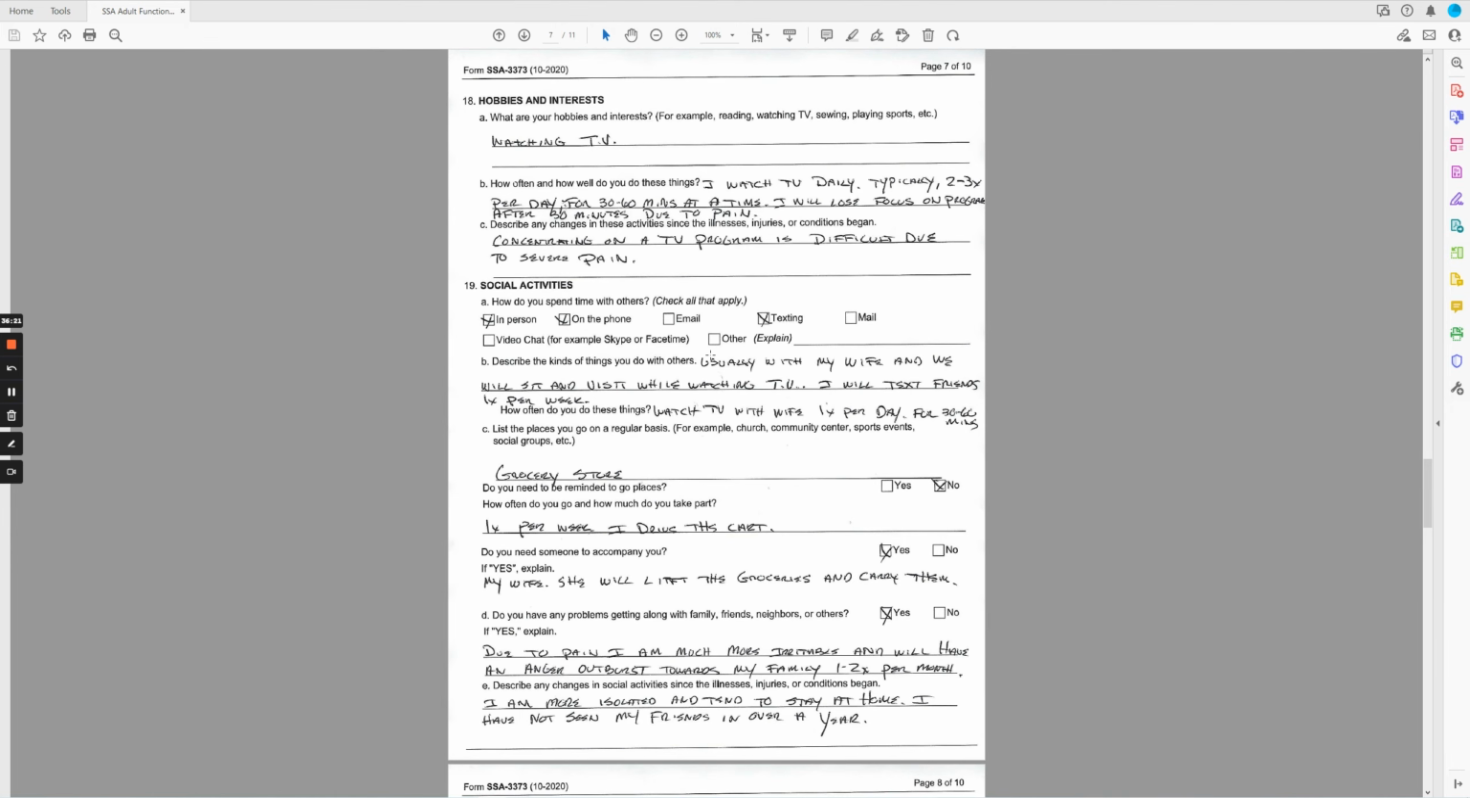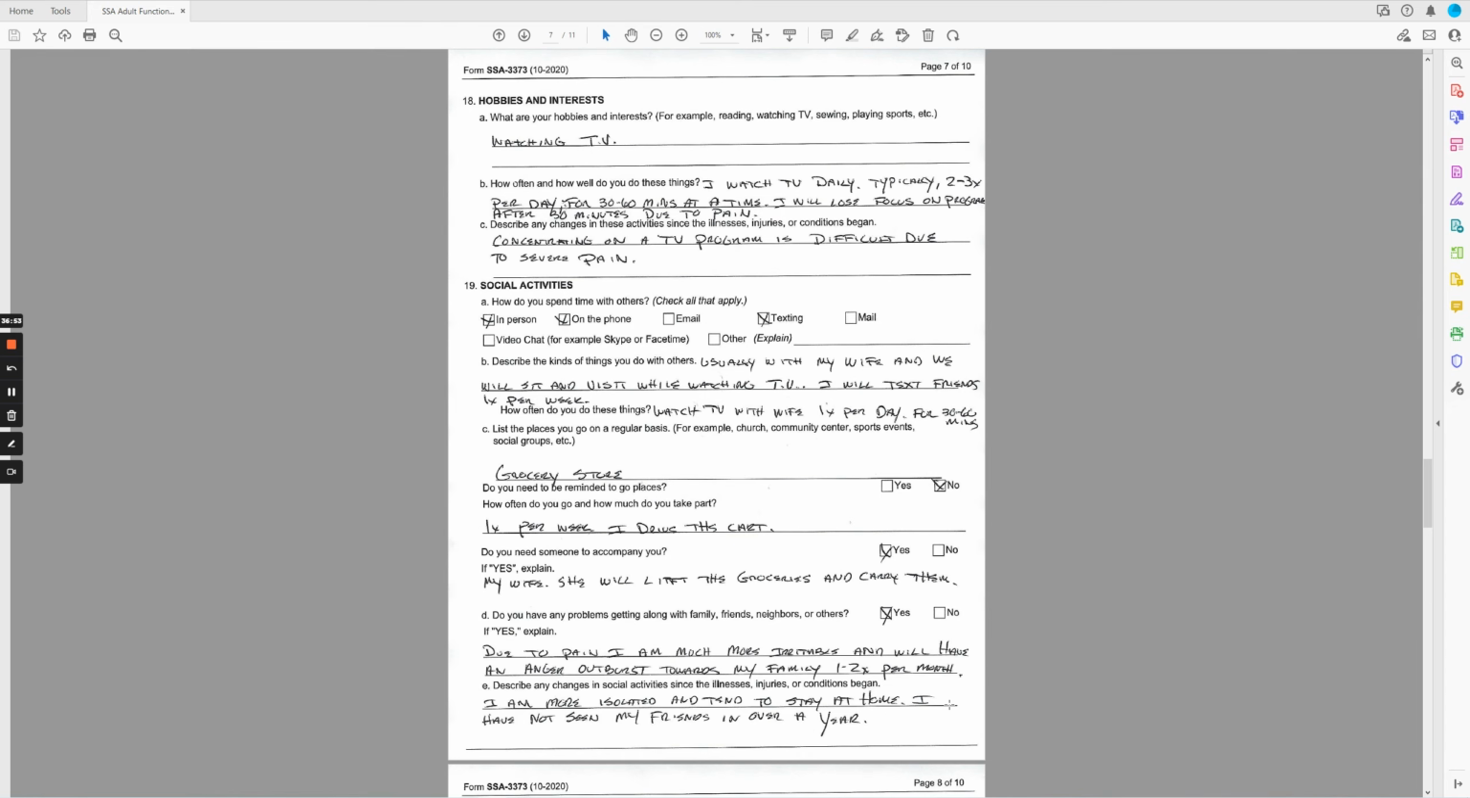So here I wrote, due to pain, I am much more irritable and will have an anger outburst towards my family 1 to 2 times per month. And I was even specific on how often they happen. And frankly, now looking at this, you could write my anger outburst lasts for 15 to 20 minutes at a time, and it involves yelling and screaming. And sometimes in court, we want to know what that anger outburst looks like. So it's yelling and screaming. Sometimes it's picking up items, throwing them across the room, or slamming down items, and things like that.